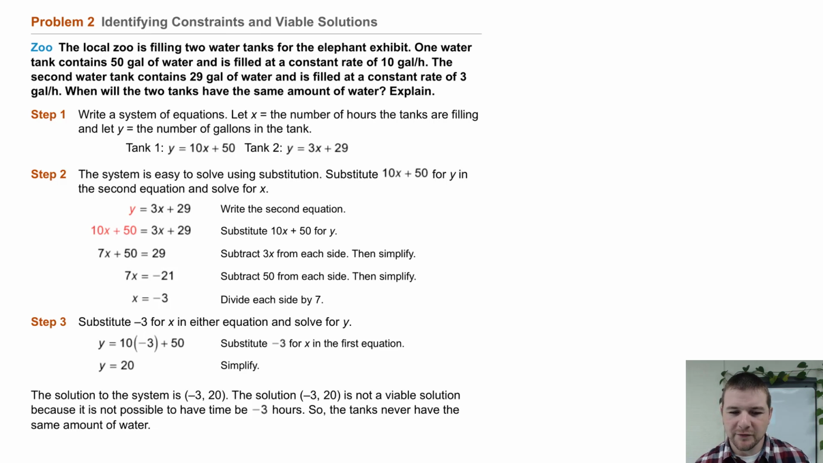The solution, negative 3, 20, is not a viable solution because it's not possible to have time be negative 3 hours. So the tanks never have the same amount of water.